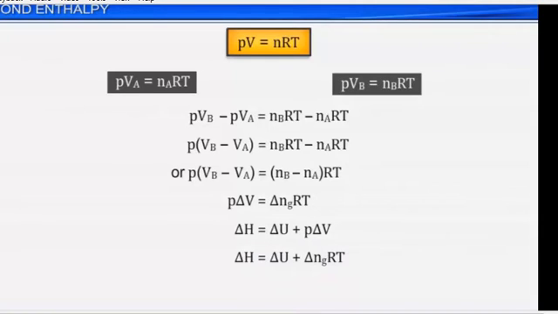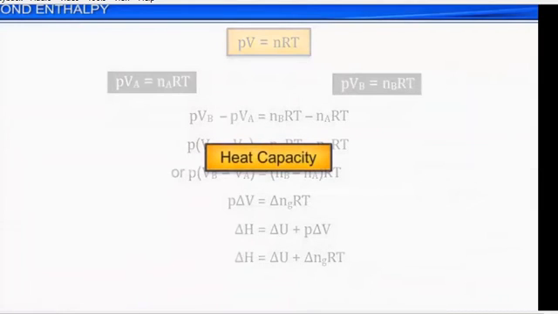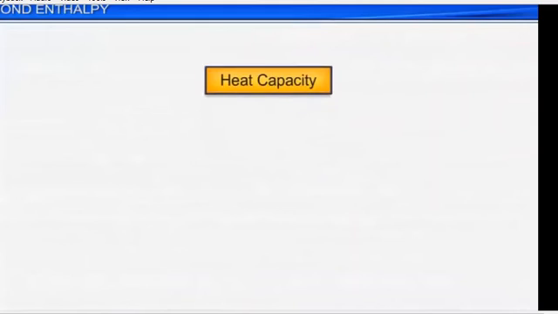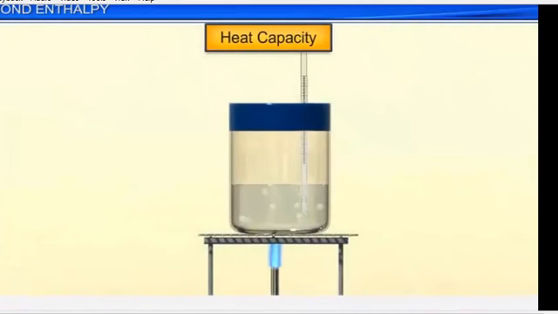Now let's learn about heat capacity. The capacity to absorb heat energy and store it is known as the heat capacity of a system. The heat absorbed by the system appears as a rise in temperature.